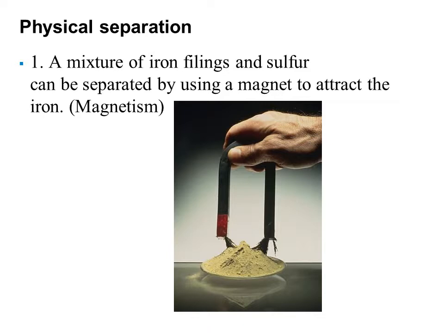On the periodic chart, you will notice that some elements are metals and some are nonmetals. So if we had a mixture of the two types, we could easily separate the metals from the nonmetals just by using a magnet. This is magnetism. This is one way to separate a mixture.